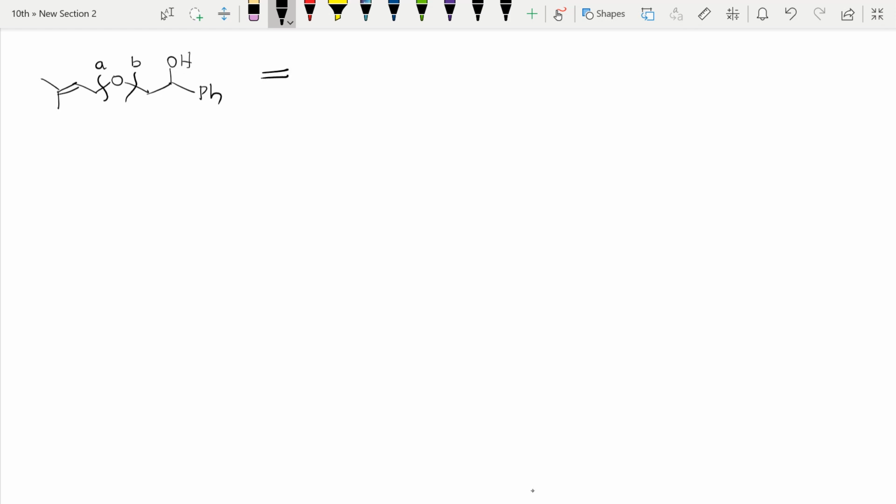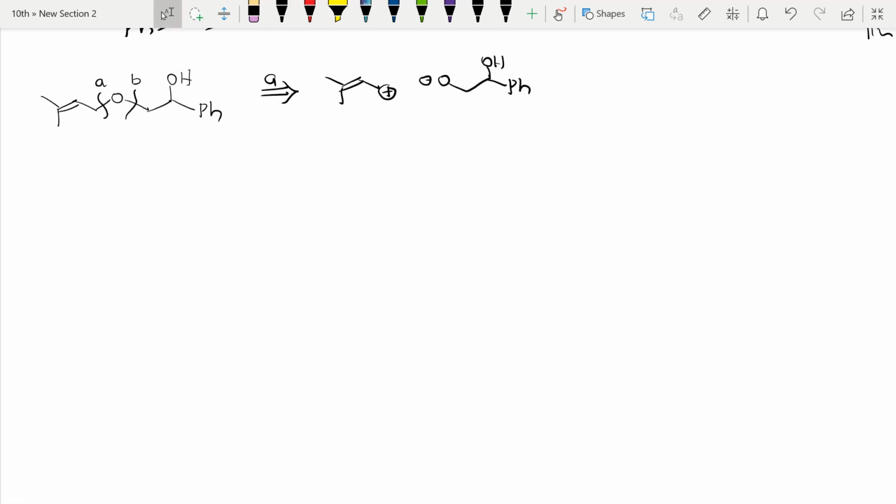If I disconnect like A, what are the conditions? See here, if I disconnect A, I'll get this one. So oxygen gets a negative charge. And you may ask, why sir, do you only disconnect the heteroatom and the carbon atom? The reason is that the heteroatom and carbon bond formation will be very easy.